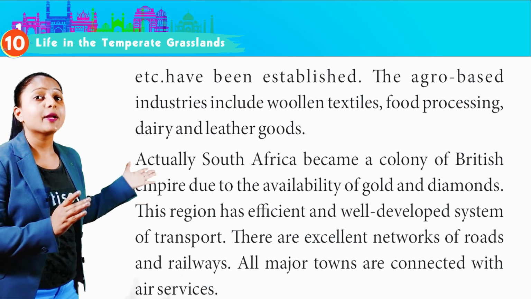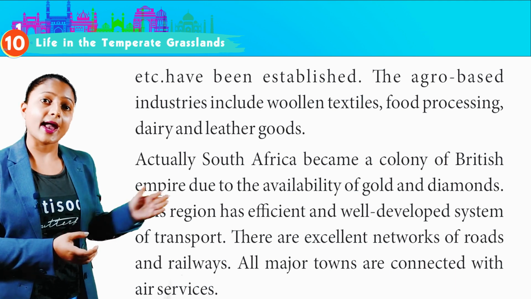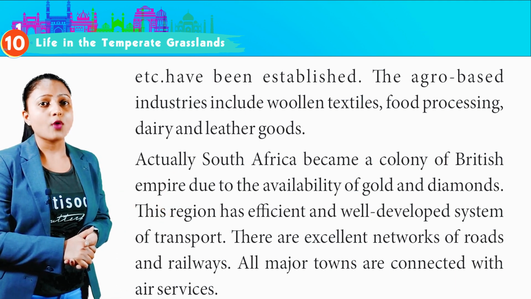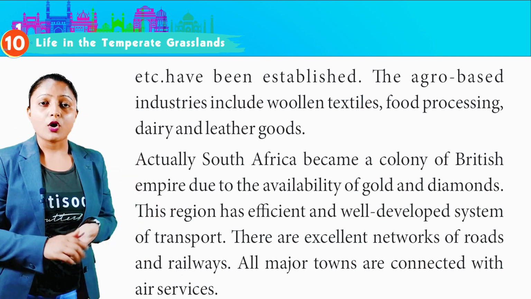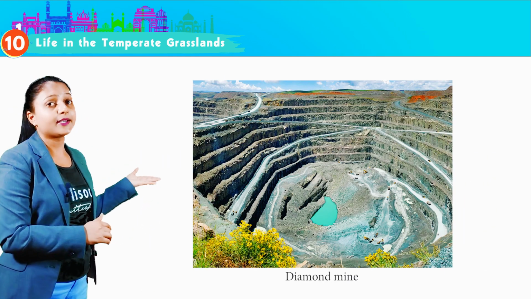Actually, South Africa became a colony of the British Empire due to the availability of gold and diamonds. This region has an efficient and well-developed system of transport. There are excellent networks of roads and railways. All major towns are connected with air services. This is an image of a diamond mine.